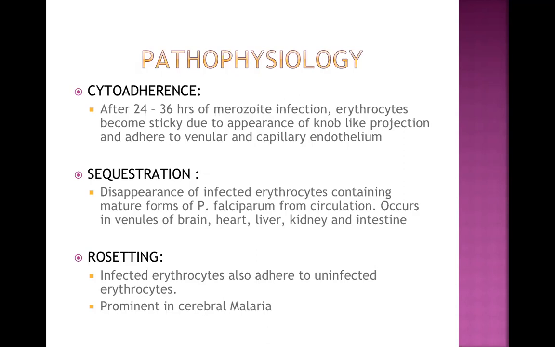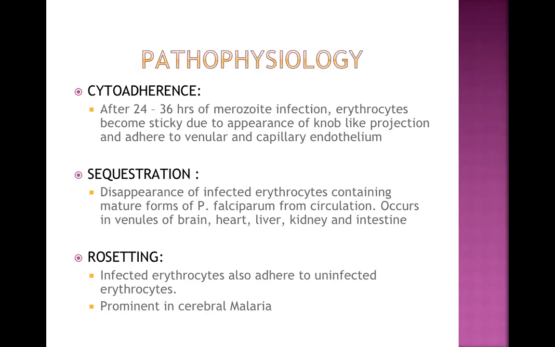Cytoadherence means after about 24 to 36 hours of merozoite infection, those infected RBC or erythrocyte become sticky due to appearance of a knob-like structure on the surface, and they can adhere themselves to the venular and capillary endothelium. Means they get stuck on the surface of the blood vessel. This is called cytoadherence.